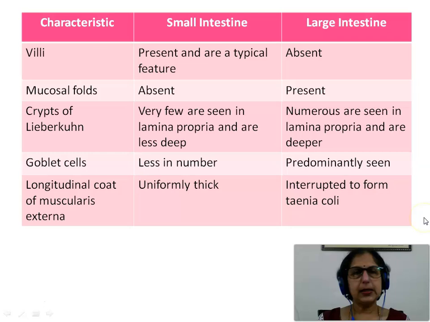Next, let us see how do we differentiate between histology of small intestine and histology of large intestine. Now, when we look at villi, these are characteristic features and they are present in the small intestine and they are absent in the large intestine. When we talk of mucosal folds, these are absent in the small intestine and they are present in the large intestine. When we look at the crypts of Lieberkühn, these are very few and are seen in the lamina propria and are less deep in the small intestine, while they are numerous in the lamina propria in the large intestine and are much deeper as compared to those that are seen in the small intestine.